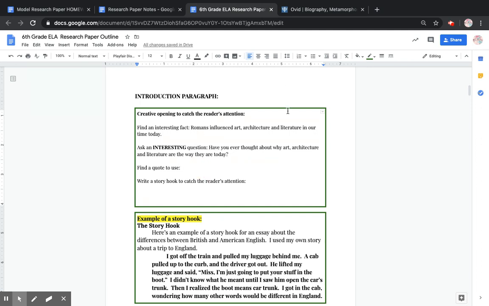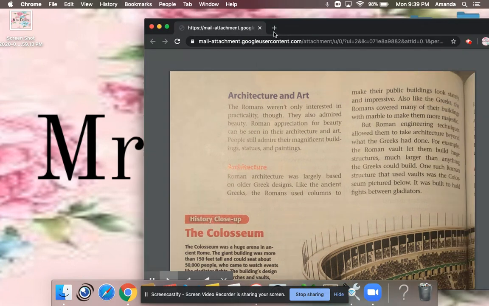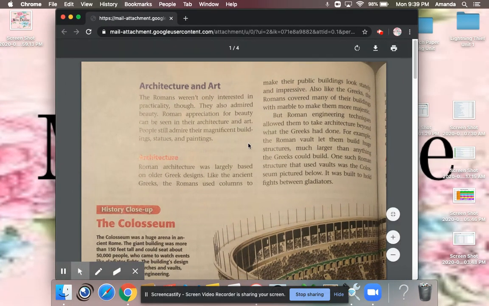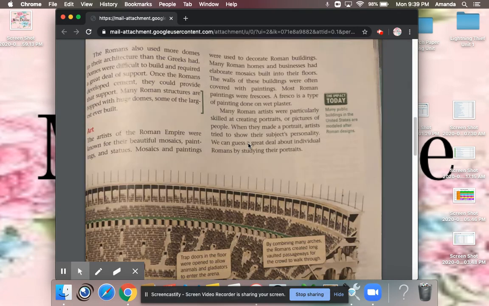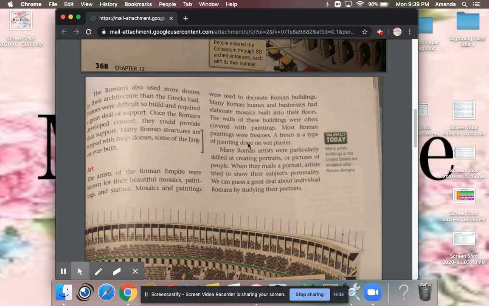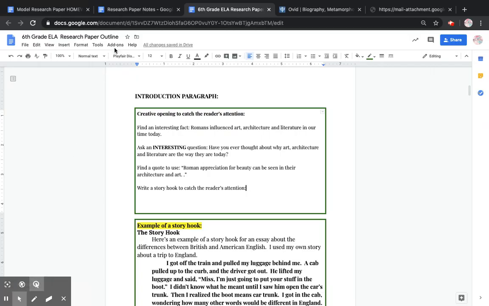Find a quote to use. So from my textbook, I could find an interesting quote. So let's go ahead and pull that back up here. Let's see if I can find an interesting quote. So I'm going to pause you guys, and then I will be right back with an interesting quote to share with you. Okay, guys, so I'm back.